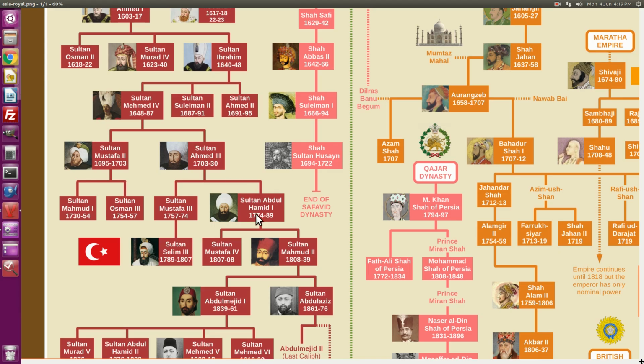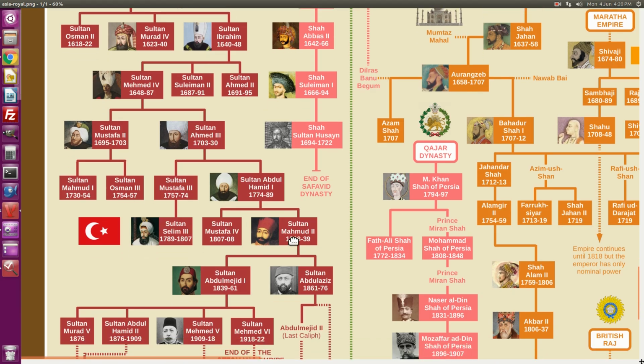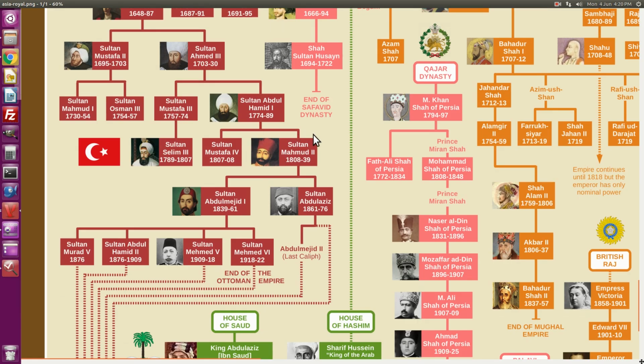But eventually the line continues through Sultan Abdul Hamid I, and two of his sons become sultan. But it is this individual here that I want to highlight. During the reign of Sultan Mahmud II, a lot of reforms were initiated throughout the Ottoman Empire, including some changes in clothing. You can see suddenly the sultans look quite a bit different in what they're wearing. And then two of Mahmud II's sons come after him.